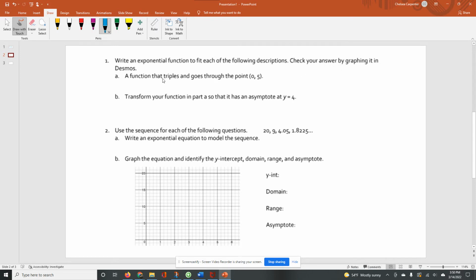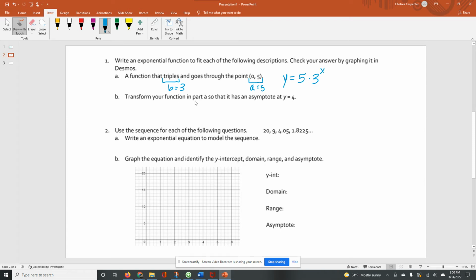So a function that triples, that's telling me the b value. And it goes to the point (0, 5). 5 is going to be my initial value. So that means a is 5. So this looks like y equals initial value of 5 times 3 to the x.